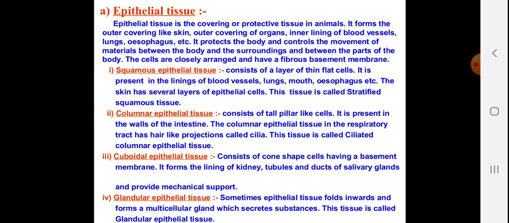Columnar epithelial tissues consist of tall pillar-like cells. It is present in the walls of the intestine. You know how long our intestines are. The small intestine goes up to 7 to 9 meters. The columnar epithelial tissue in the respiratory tract has hair-like projections called cilia, of course for the exchange of gases. This tissue is called the ciliated columnar epithelial tissue.